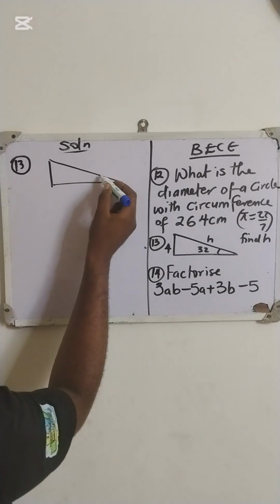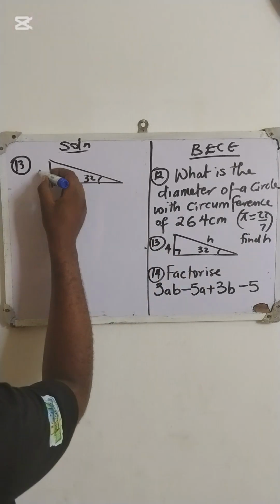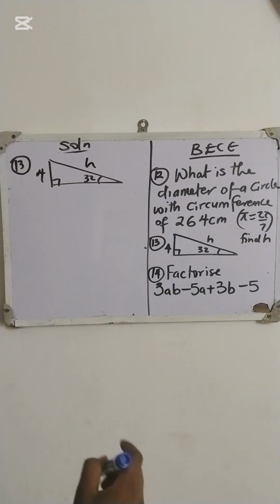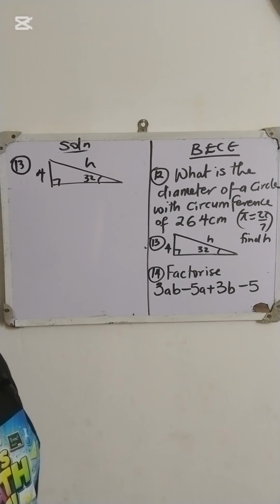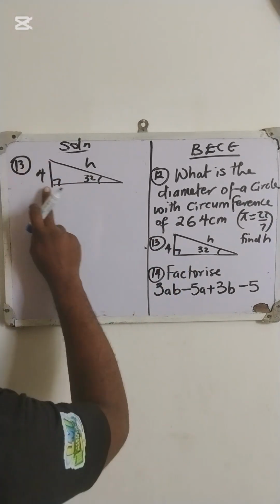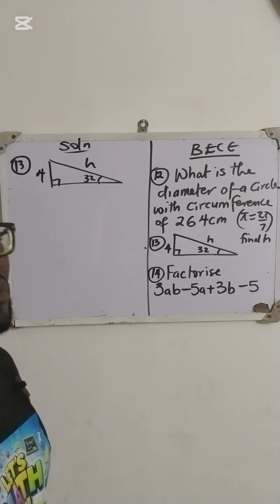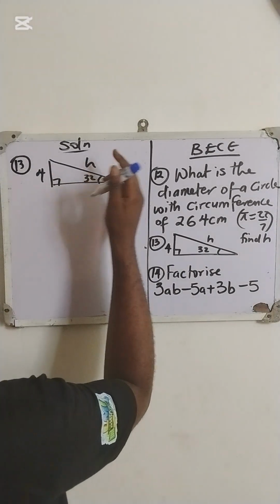Number 13 looks like this. This is our 32. This is a right angle triangle. Just be careful. And this is H. Now there's something in right angle triangles that makes it easy for us to work. With this as a right angle triangle, the side facing the angle given is called the opposite. So here we have opposite and hypotenuse.